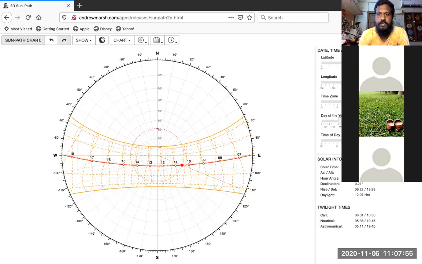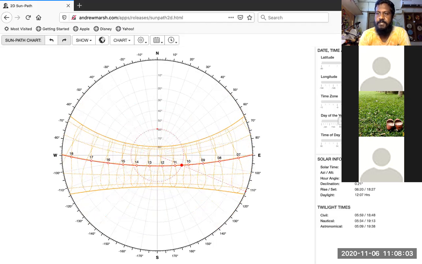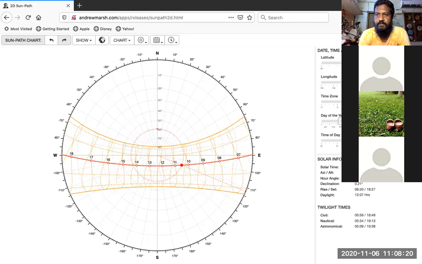And the longitude for Chennai is, can anyone say? What is the longitude for Chennai? 80. And I keep the time zone as plus 5:30. But there's no fraction on that, so it's okay. So this is the sun path we see for Chennai.